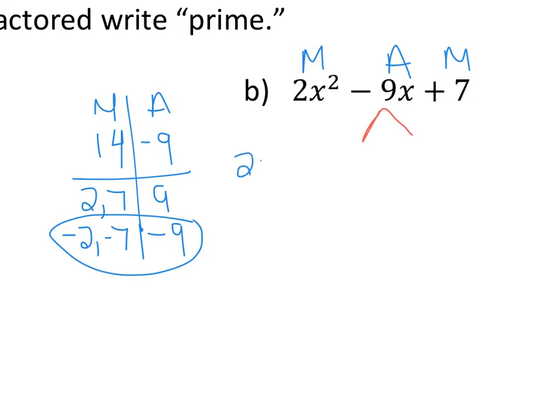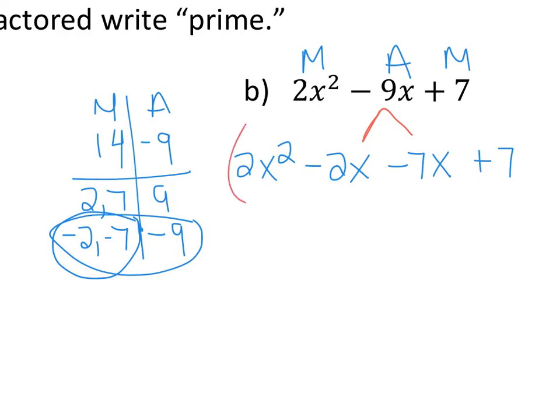So the first term is 2x squared. I'm going to split the middle term by using negative 2 and negative 7. So negative 2x, negative 7x, and then bring down your last term. We're going to group, again remembering to group in that sign before the 7x. In my first grouping, I have a 2x in common, which leaves me x minus 1.